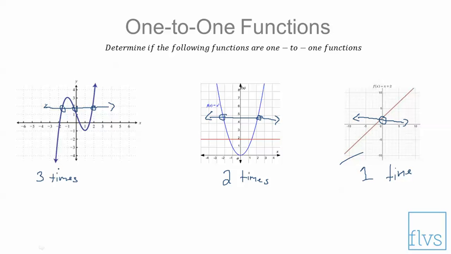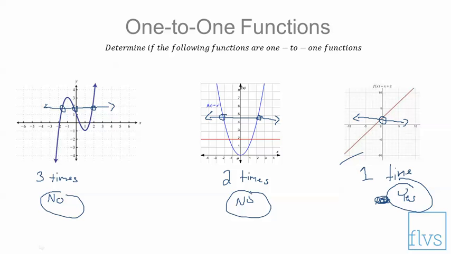So in the vertical, it was just, is it a function? Horizontal, is it a one-to-one function? So if it passes 3 times, that's more than once, so no dice. This guy, twice, more than once, not a one-to-one. This guy, once, oops, the excitement of saying no. Yes, that is a one-to-one function because it only passed one time.